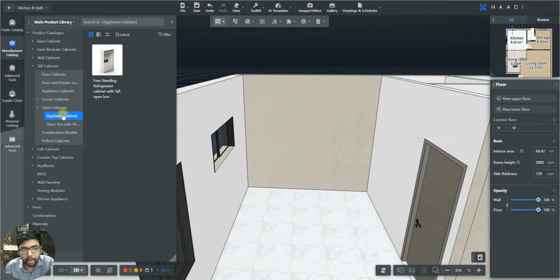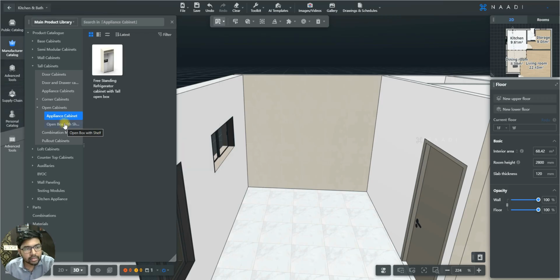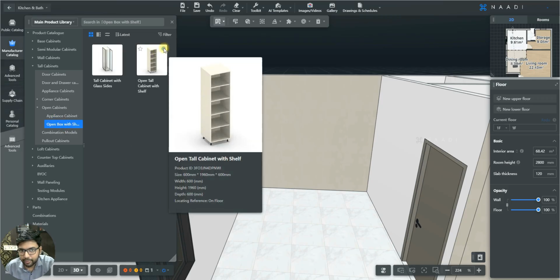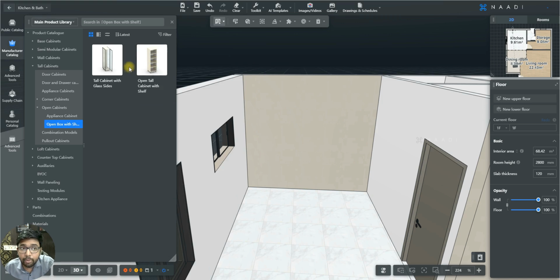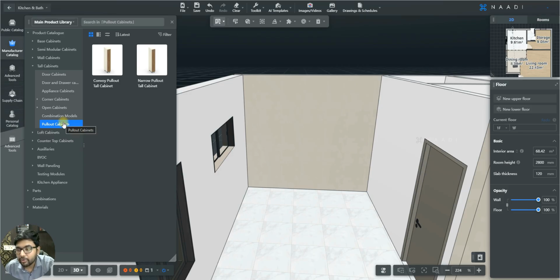When it comes to open cabinet, the first one is your freestanding refrigerator open cabinet. It has an open box on top. And then the next type of open cabinet here is your open cabinet shelf. Or if you're looking for a glass open tall cabinet, that is also present. And then comes the last type of tall cabinet, which is your pull-out cabinet. Yes, pull-out cabinet under tall is also addressed.